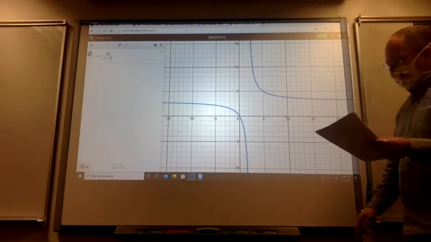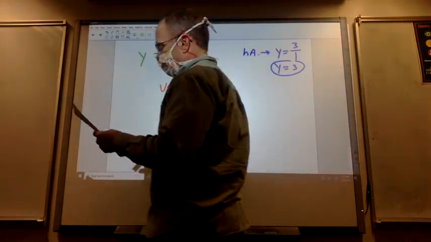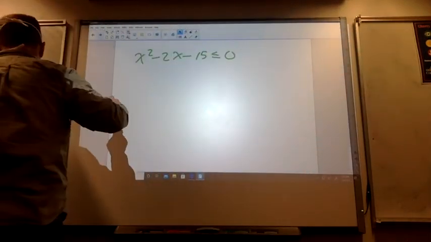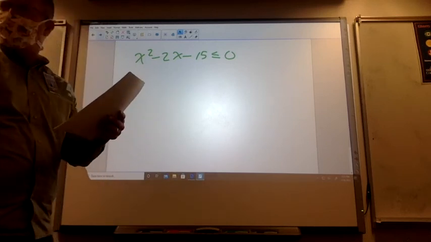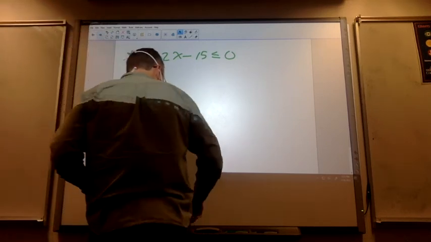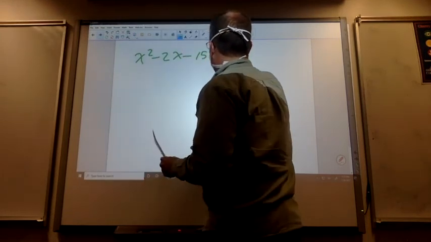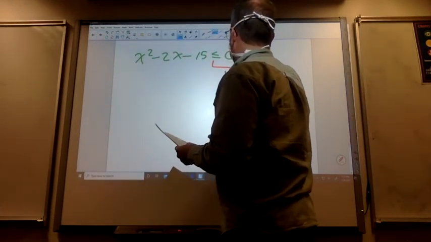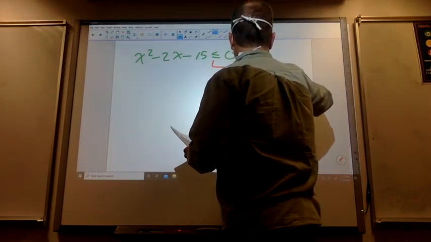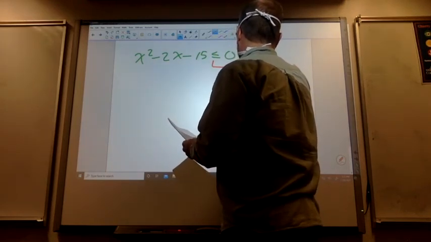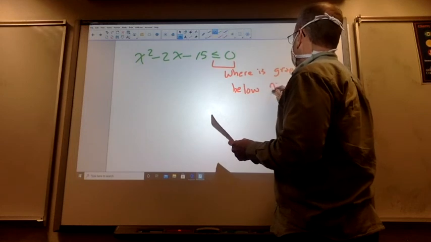And then problem number 4, they want you to use the math menu, but you don't have to use that. Don't do that. Just go on Desmos. So let's know what this means. I'm looking, where is the graph below the x-axis?